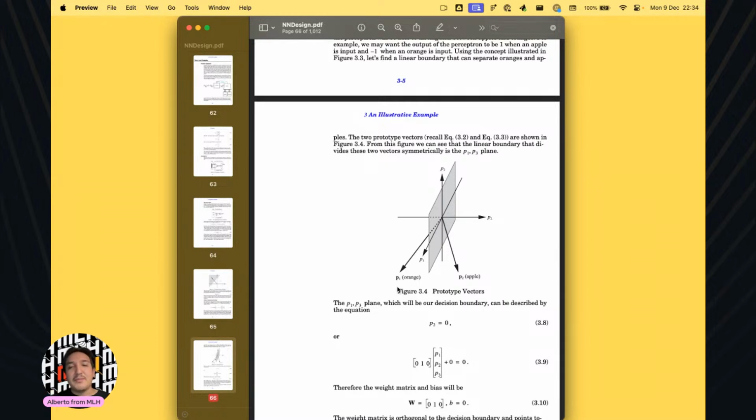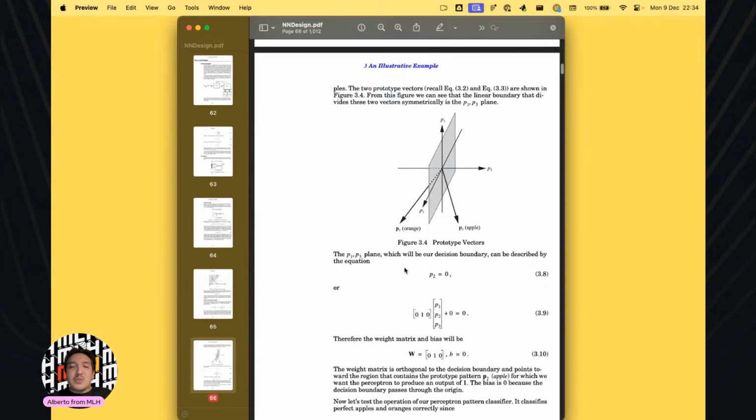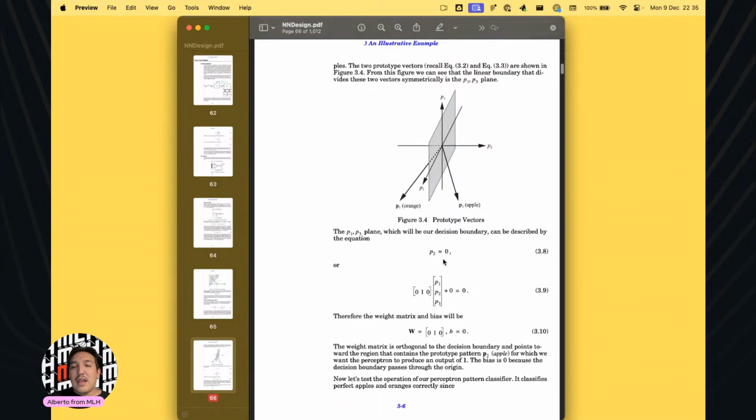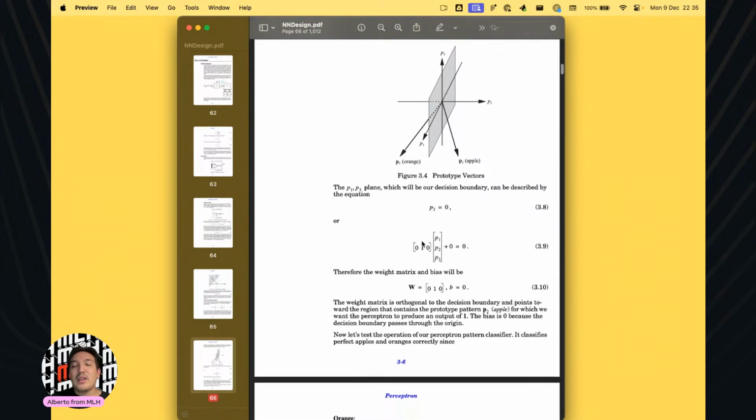these two prototypes. So once we notice the P3 and P1 plane is the one that separates this, we are going to choose it. And then the equation for that is going to be P2 equals 0. So the weight matrix will be 0, 1, 0, right?